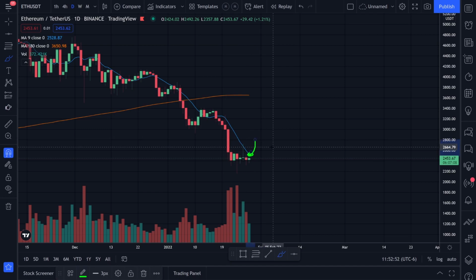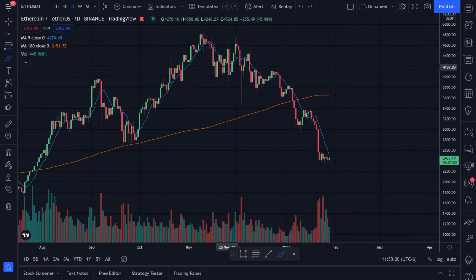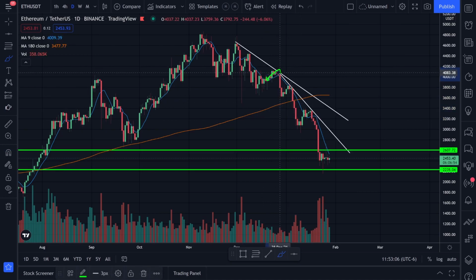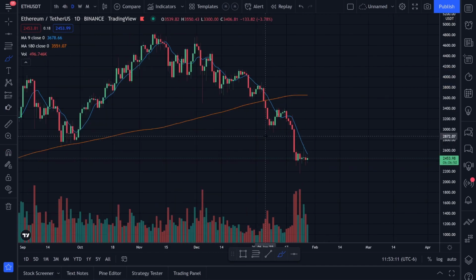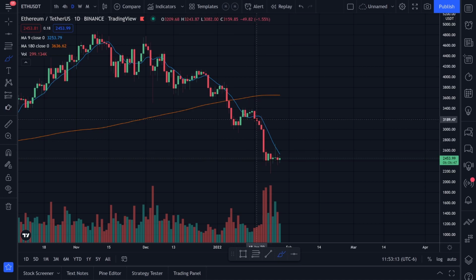Usually when we break these 9 moving averages, we at least get a nice little pump. Sometimes it doesn't stay above it. But when we do stay above the 9 moving average, then we can get support on it as opposed to getting resistance on it. We've been getting a little bit of resistance on it. We broke above it for a second right here, but then got rejected and came back down. So what I'm thinking is, it just depends. What we have to do is stay above it and keep getting support on it.